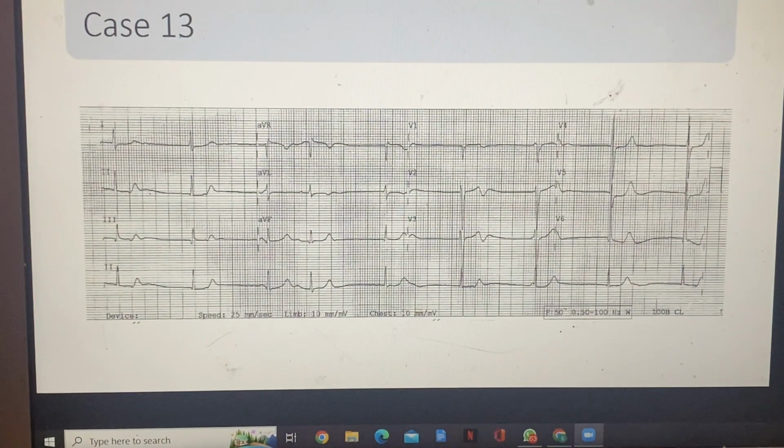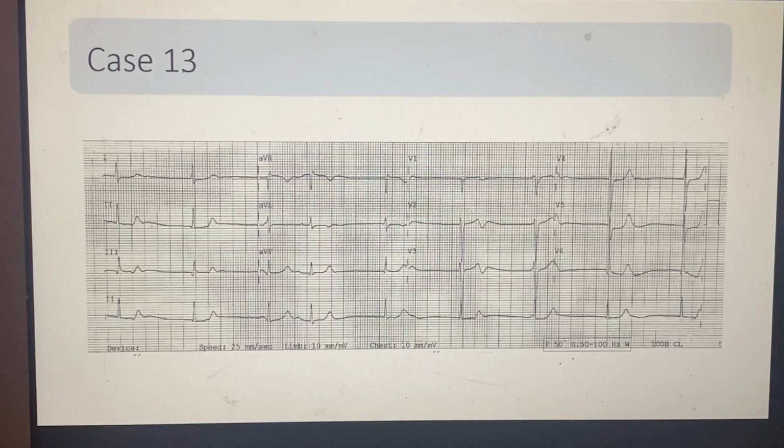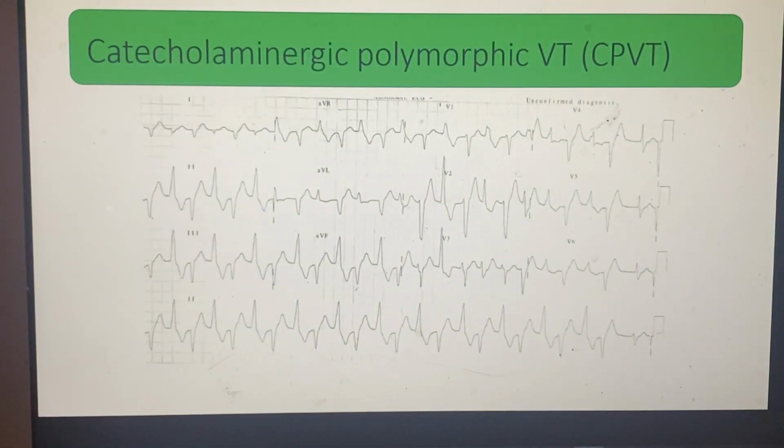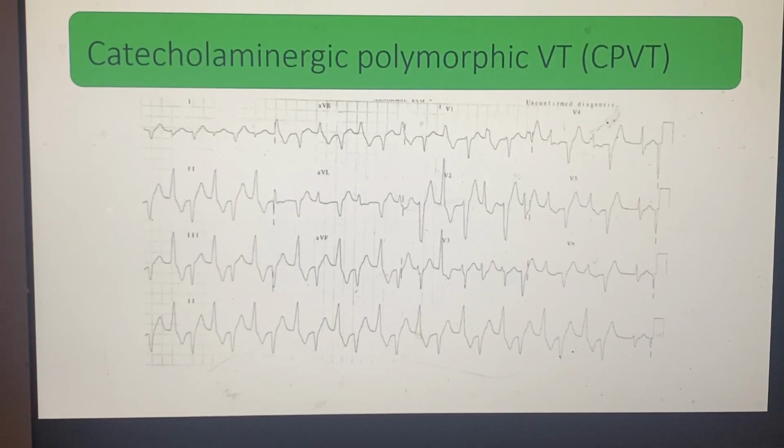So now we're going to case number 13. Okay. John, can I say something? Sure. The ECG before, I think it's very good. I actually have never seen a CPVT. But these are bidirectional VT.